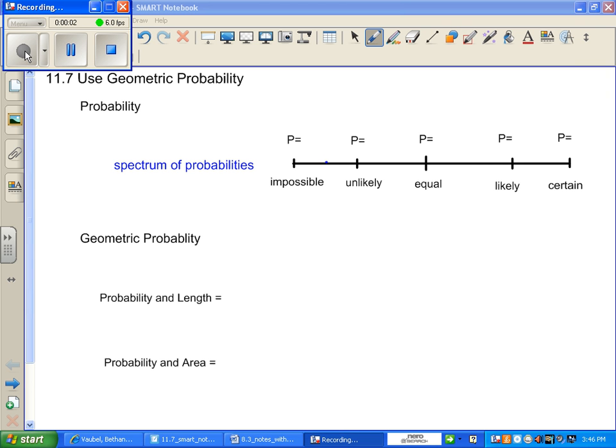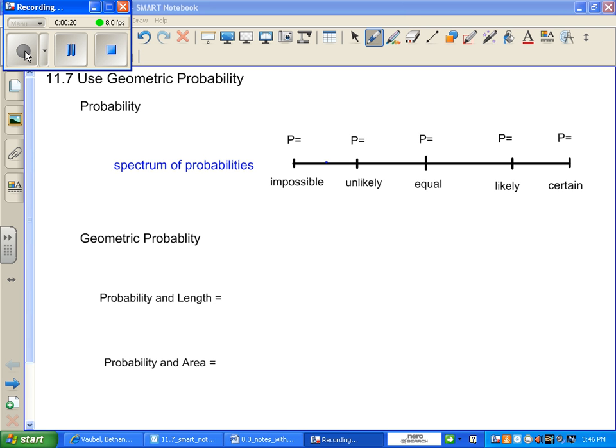Okay, today we're going to learn about geometric probability. This is section 11.7 in your chapter, and tomorrow you will have a review day, and the day after that you will have a test on all 7 sections in this chapter.